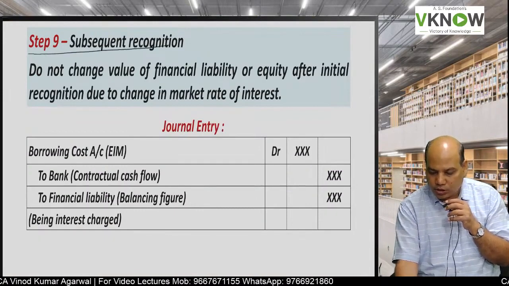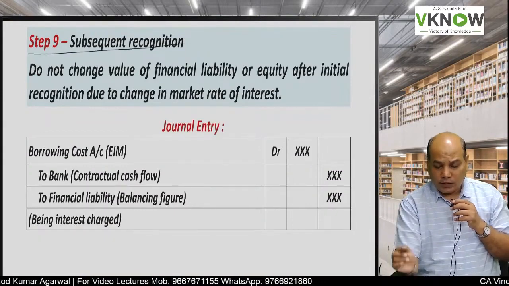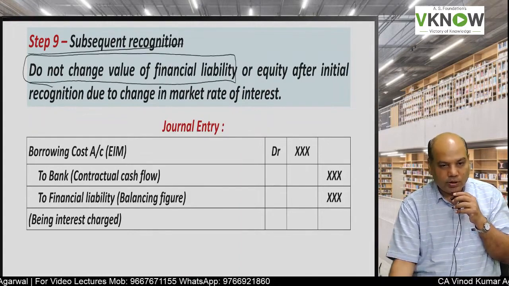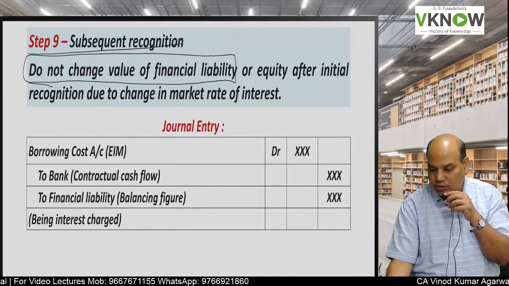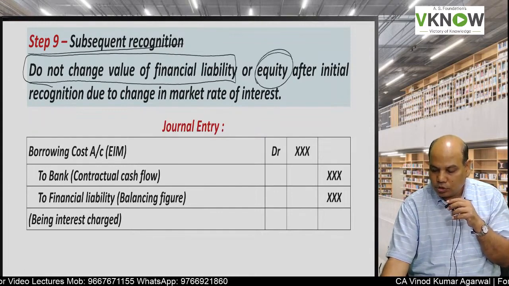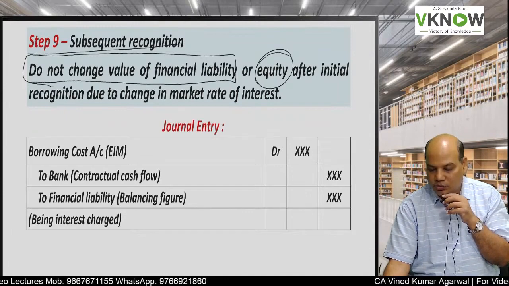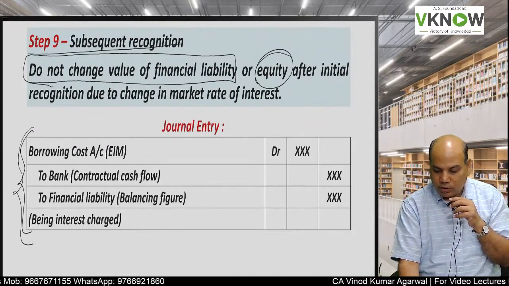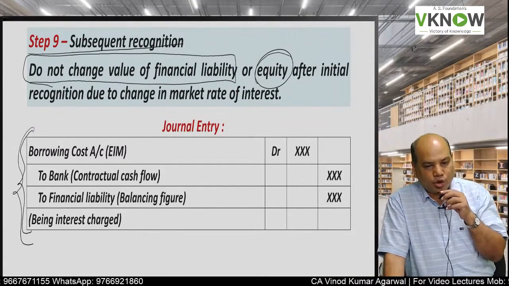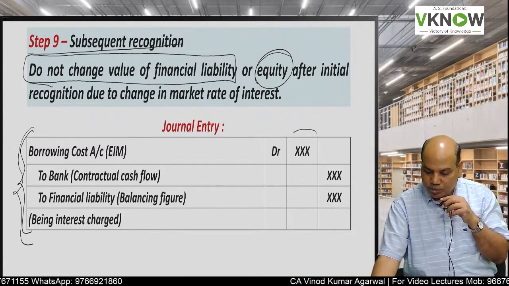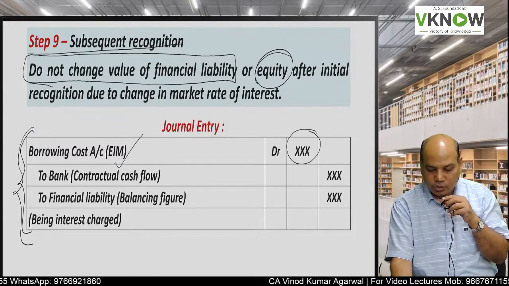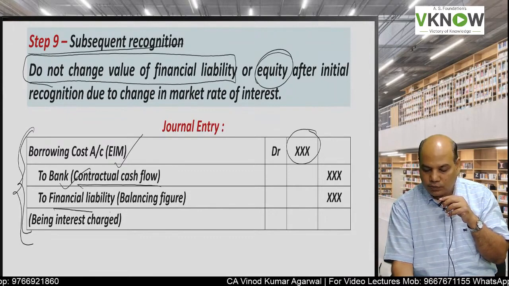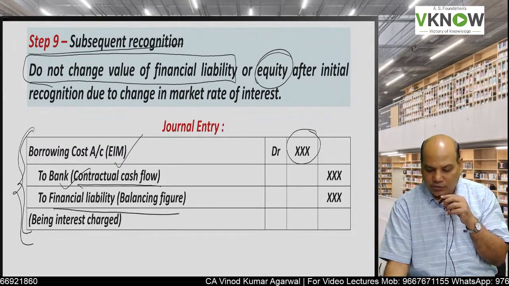What about subsequent accounting? If the financial liability is an amortized cost instrument, its fair value will not change. And as you know, equity is not fair valued again after initial recognition. Then as usual, we will record borrowing cost account debit based on effective interest, to bank account the payment made, and to financial liability the balancing figure.